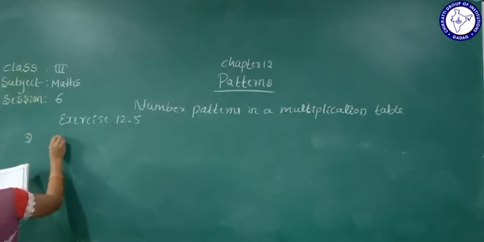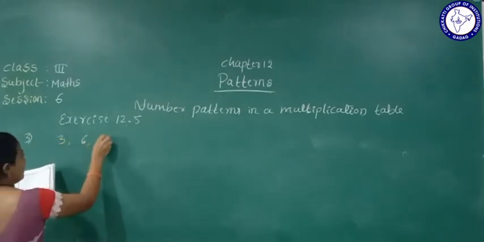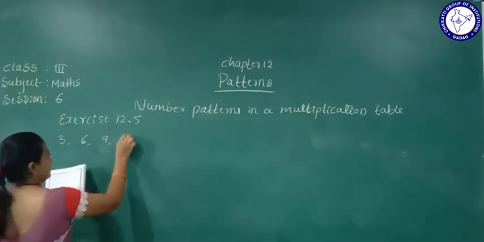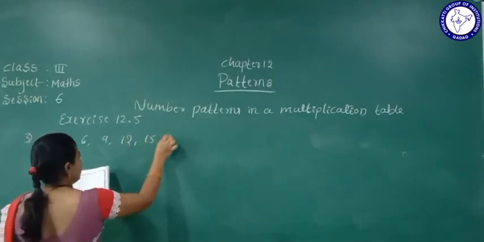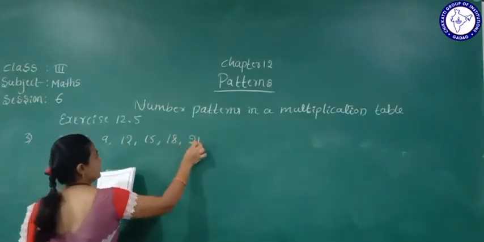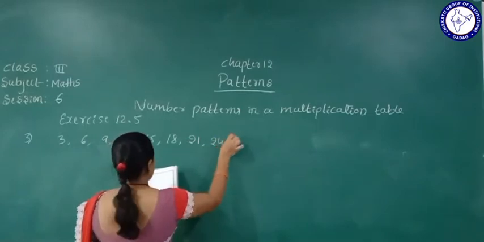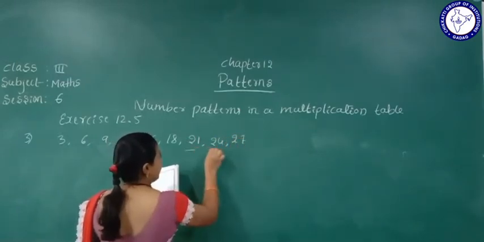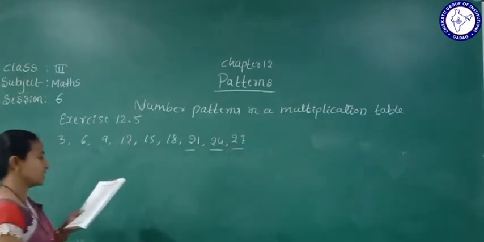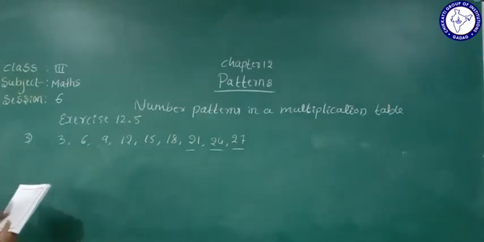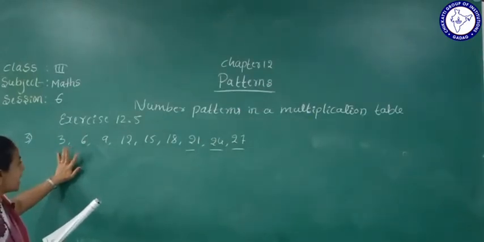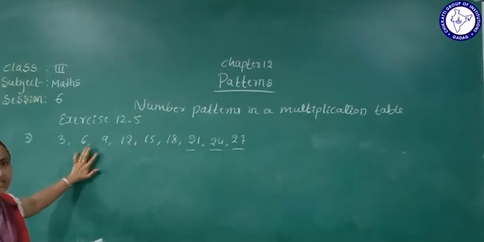Third one, same table. What? 3, 15, 18, 21, 24, 27, like it can be going on. Yes, these three are fill in the blanks. So it is obtained by adding 3 to the previous number.